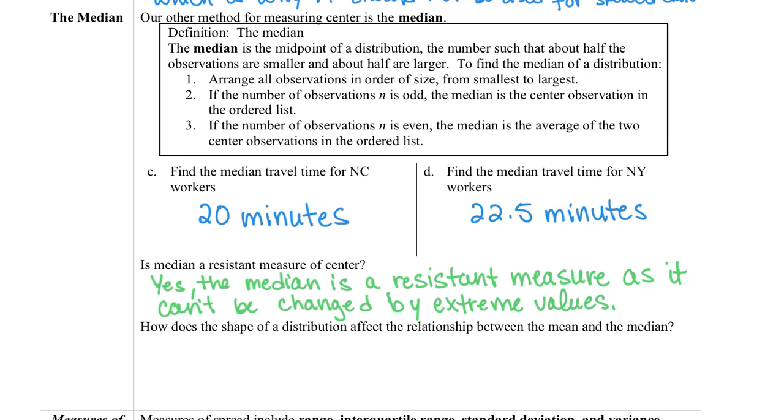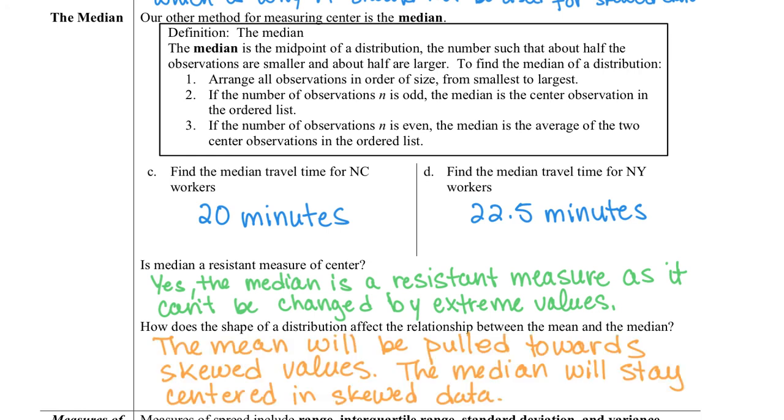So that goes back to, I've already talked about, if it's skewed data, we do not want to use the mean because it will be pulled towards those higher or lower values if it's left skewed. So really in the skewed data, the mean will be pulled towards the skewed values. So you can just write down the mean will be pulled towards skewed values. The median will stay centered in skewed data.